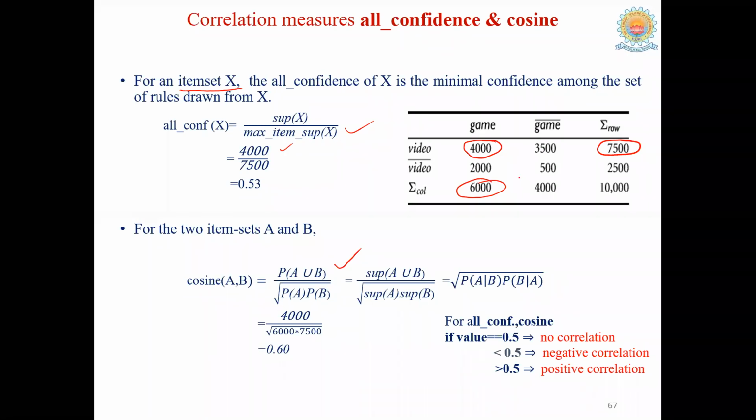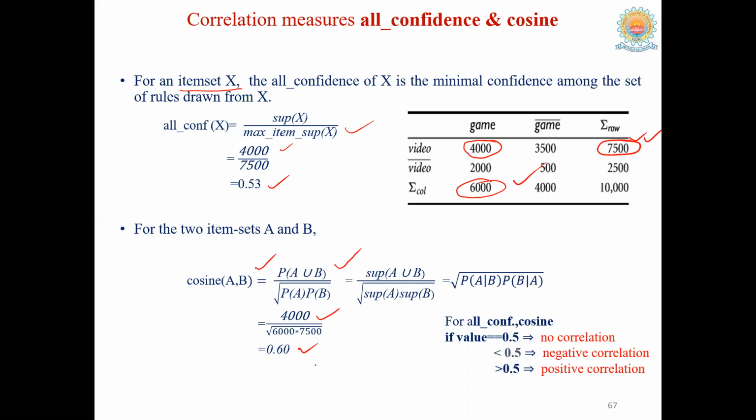Out of these two, which one is the maximum? This one is the maximum. So we need to consider the 7,500 here, and totally we are getting 0.53 value for the all confidence measure. Similarly, we need to go for the cosine also. Here the formula is P of A union B by square root of P of A into P of B. We know that P of A union B is equal to 4,000, P of A is 6,000 and P of B is 7,500, and we are getting the value as 0.60.